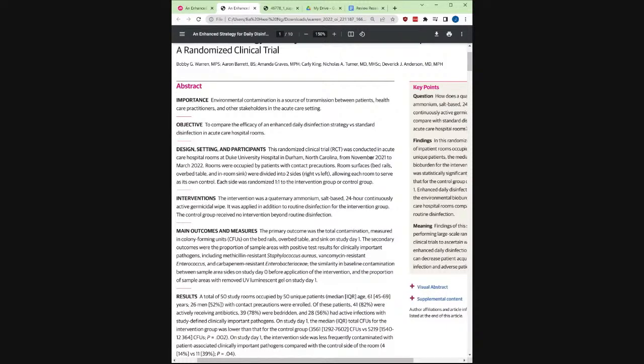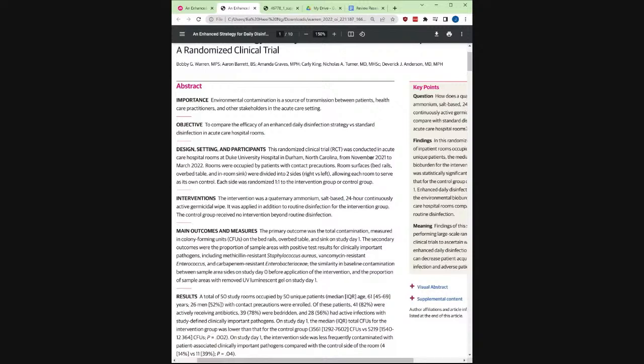Now, the next section is where the money is: the design, the setting, and participants. So this RCT was conducted in acute care hospitals at Duke Hospital from November 2021 to 2022, a short period of time, 4 months. And these rooms were occupied by patients on contact precautions. So they chose a very specific population. It's not just any rooms that we can go in and out of, it's those with contact precautions.